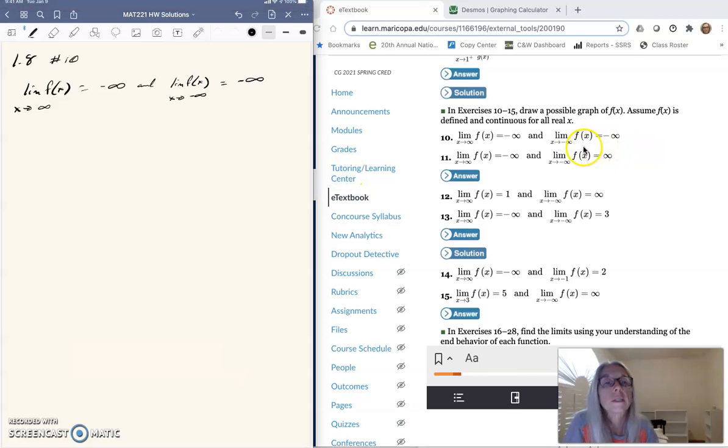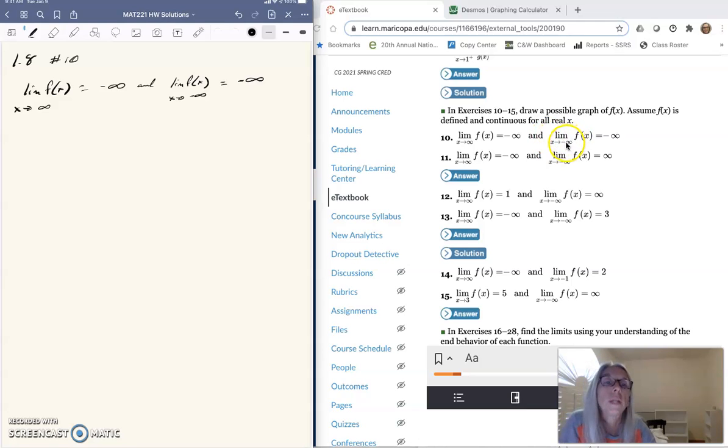First of all, we're asked to draw a possible graph of f(x), assuming f(x) is defined and continuous for all real x values. For problem number 10, the limit of f(x) as x approaches infinity is equal to negative infinity. This means that as x values get larger and larger, f(x) values are getting closer and closer to negative infinity.